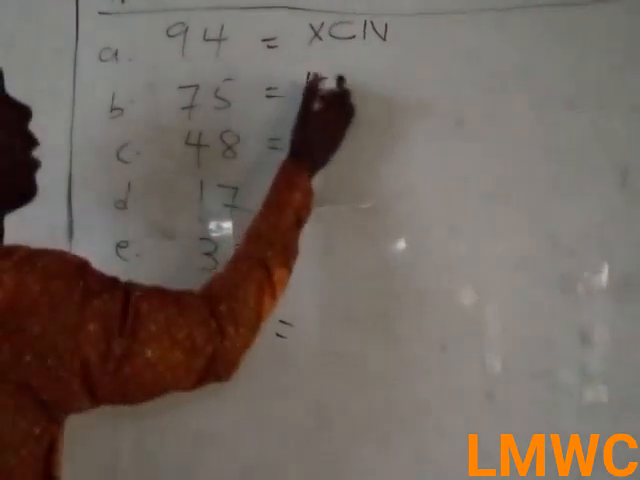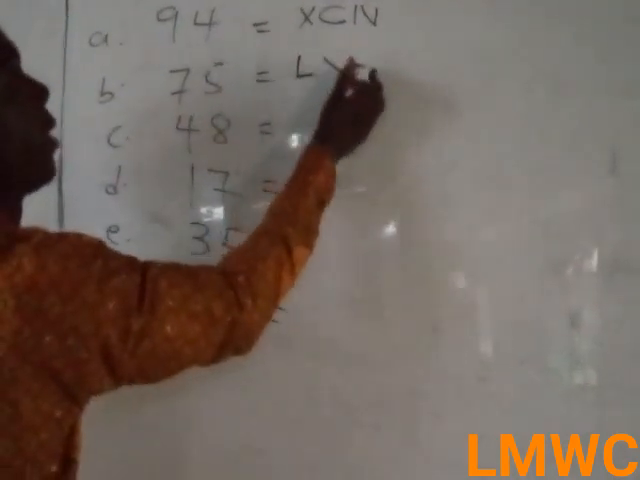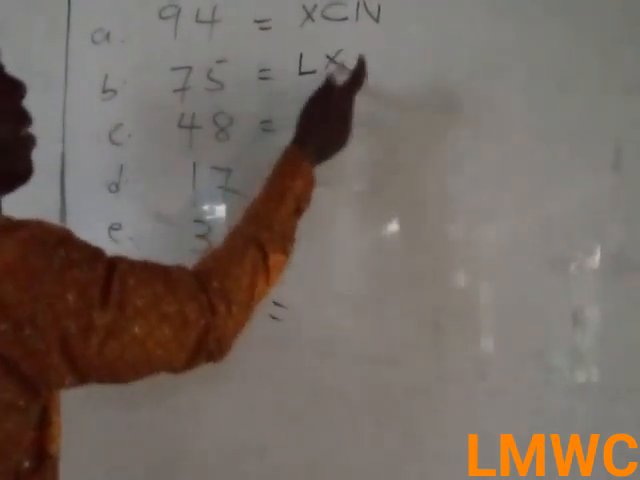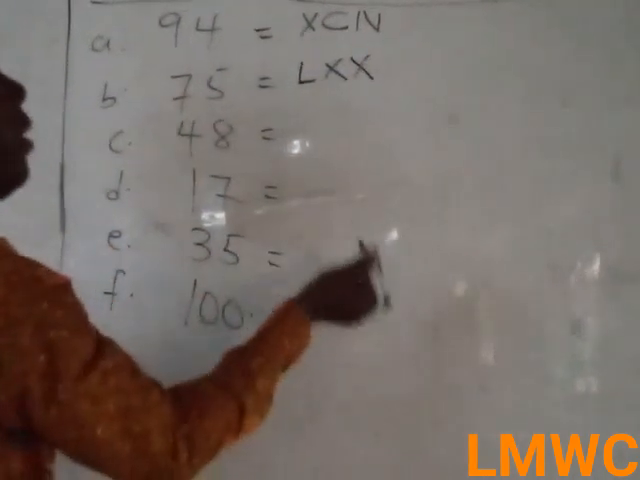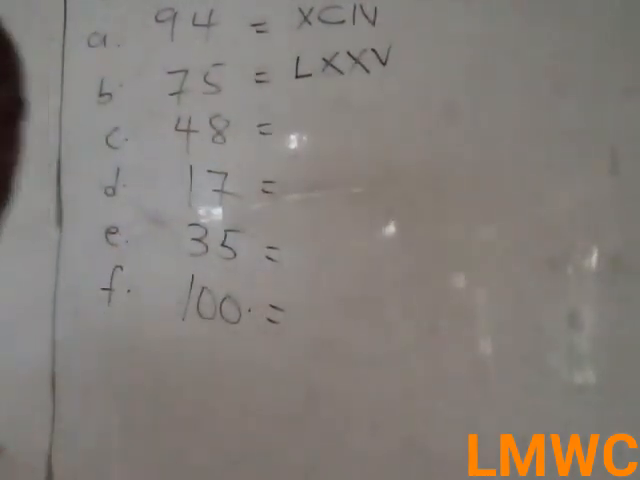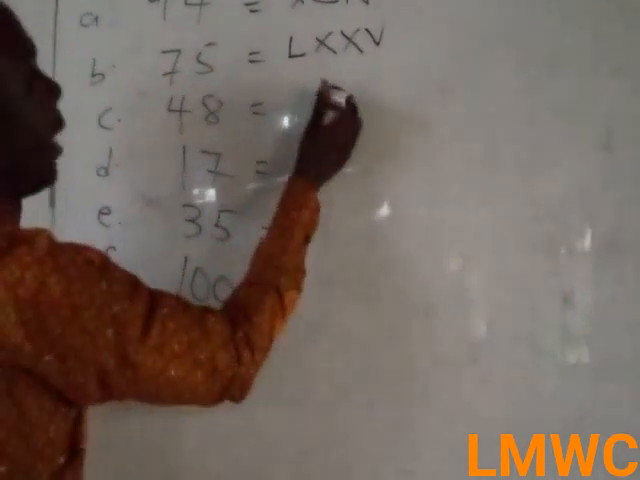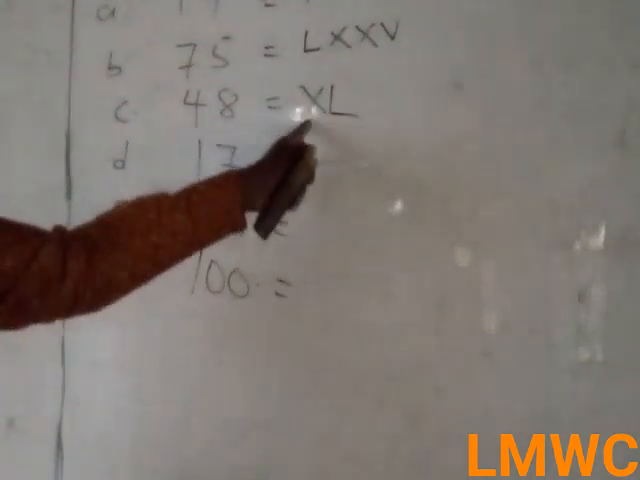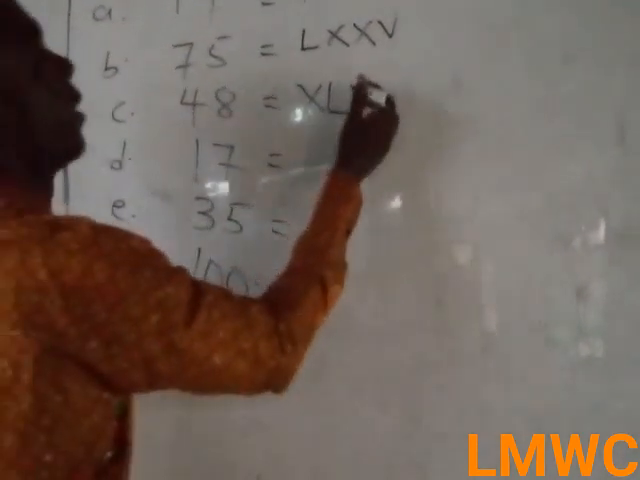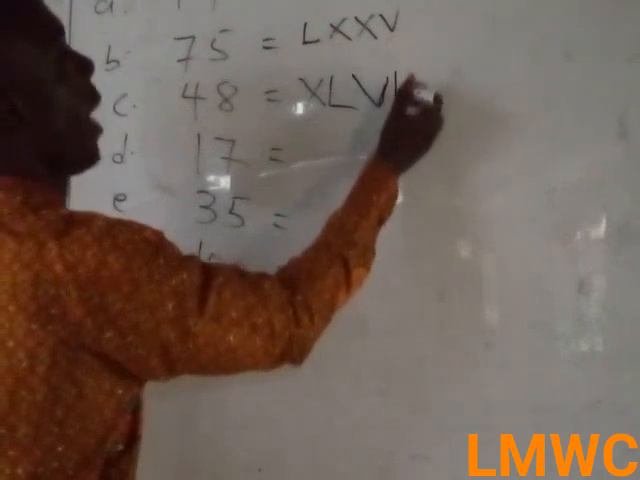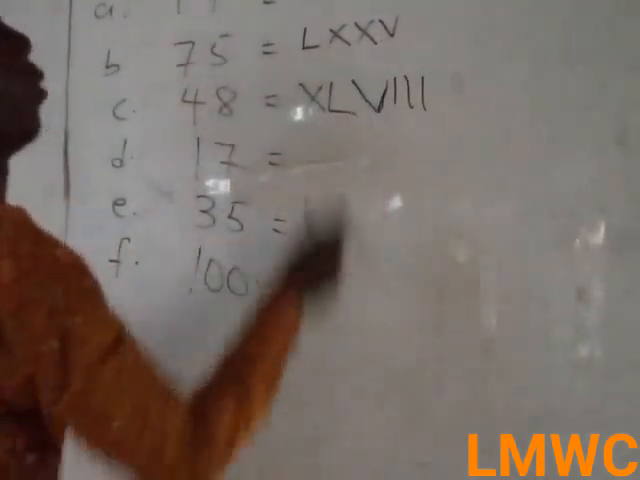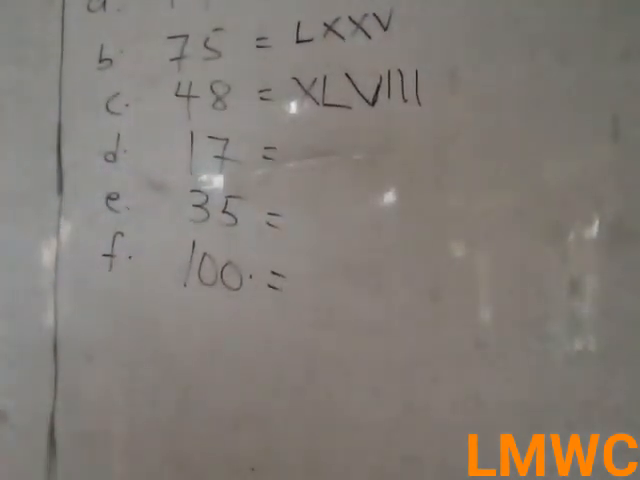75. We know L as 50. So this is also 10. 50 plus 10, 60. Plus another 10, 70. And the symbol for 5 is V. 48. We know L as 50. And 50 minus 10 is what? 40. Because always, I told you, if you want to get 40, it's 50 minus 10. And what is 8? 8, we have V as 5, III. 5 plus 3, 8. So 40 plus 8, 48.